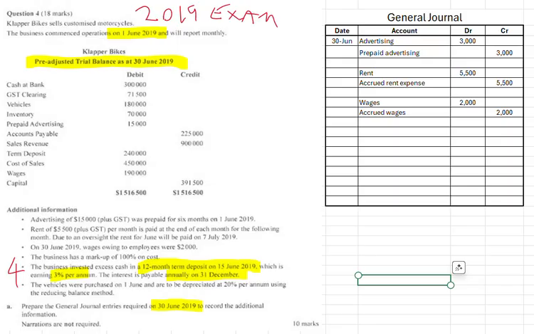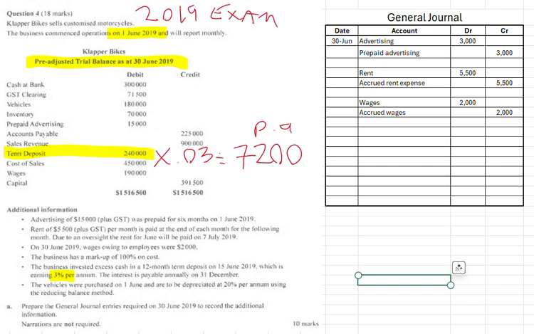Because when you have a term deposit, you're putting money in the bank, and in return, the bank pays you interest. So therefore, this isn't the odd one out because we're actually generating revenue, but we need to do a bit of maths here. So we've got our term deposit here, 240k. We're going to multiply that by our rate, 3%, to work out our interest per annum. On your calculator, you should get 7,200.